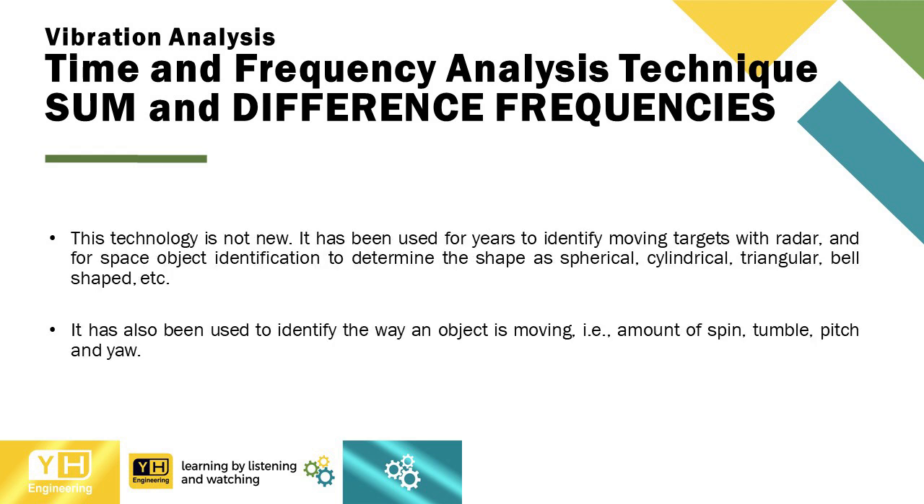This technology is not new. It has been used for years to identify moving targets with radar, and for space object identification to determine the shape as spherical, cylindrical, triangular, bell-shaped, etc. It has also been used to identify the way an object is moving, i.e., amount of spin, tumble, pitch, and yaw.